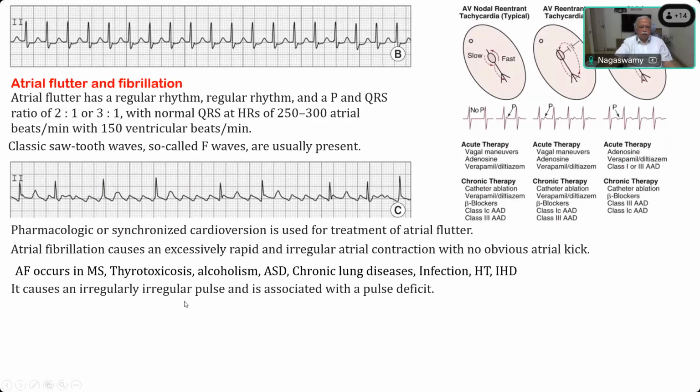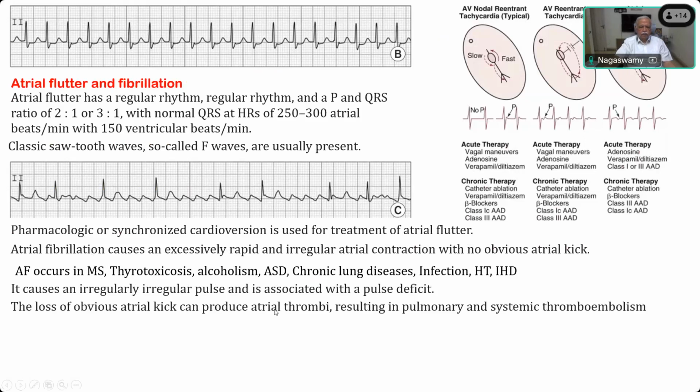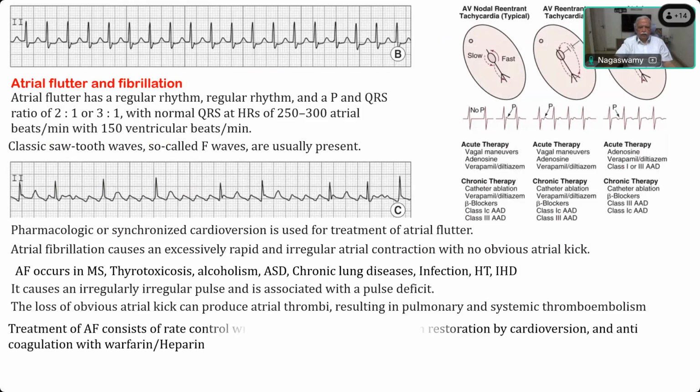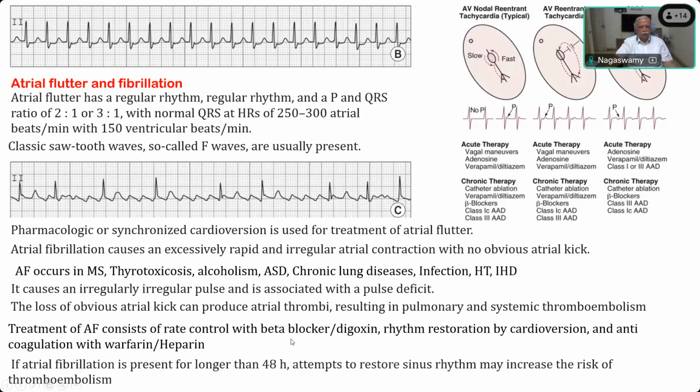So it causes an irregular pulse with a pulse deficit. The loss of atrial kick causes a possibility of atrial thrombi with the resulting pulmonary and systemic thromboembolism. And it has to be controlled by rate control with beta blocker or digoxin, rhythm control by cardioversion, and anticoagulation with warfarin and heparin. So if it happened less than 48 hours ago, you can definitely go for beta blockers and cardioversion. But if it is more than 48 hours, first you have to start anticoagulation and only then go for rhythm restoration.